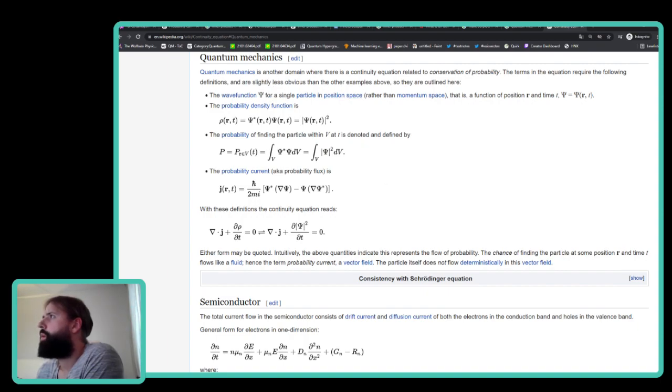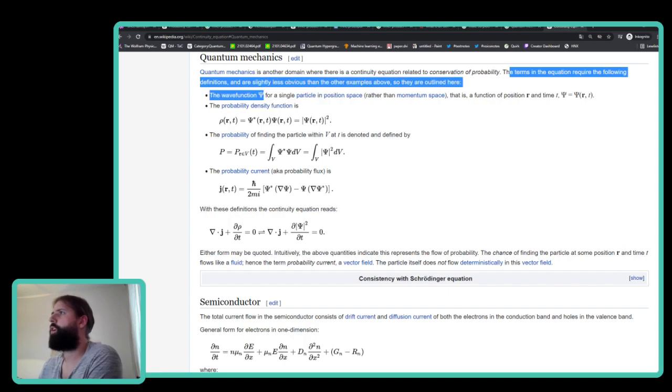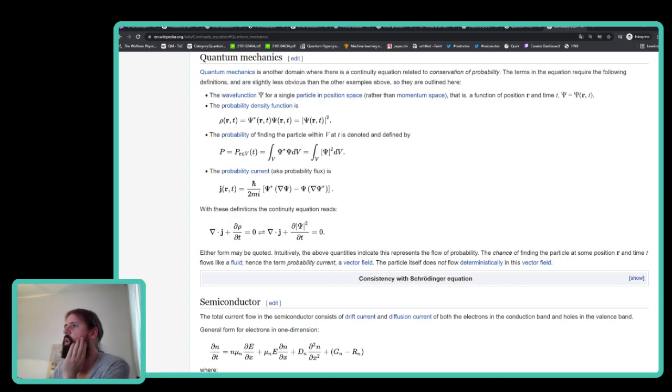In quantum mechanics, it's conservation of probability. The terms of the equation require the following definitions and are slightly less obvious than other examples above, so they're outlined here. Okay, so the wave function psi for a single particle in position space is a function of position r and time t. The probability density function is this. The probability of finding the particle within V, the volume, at time t is denoted by the integral within this volume of that probability function. I know that. That's correct. And then the probability current, aka probability flux, is this.